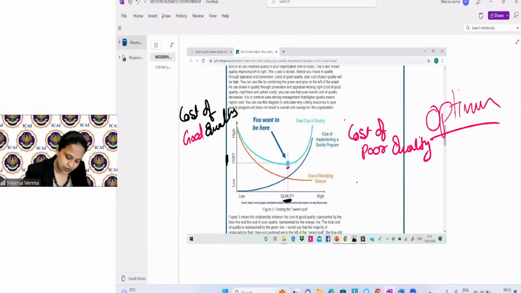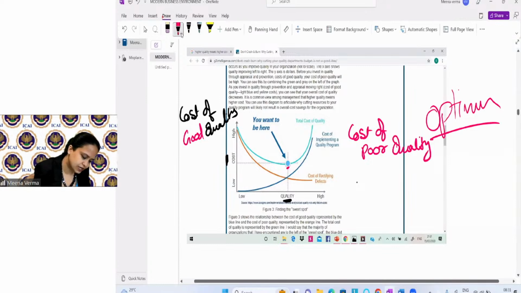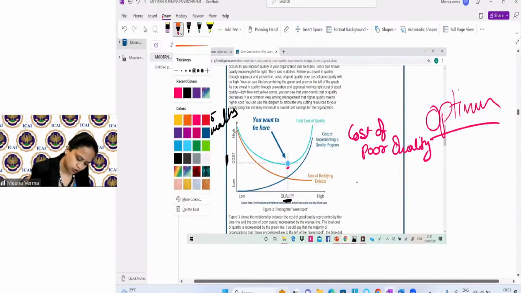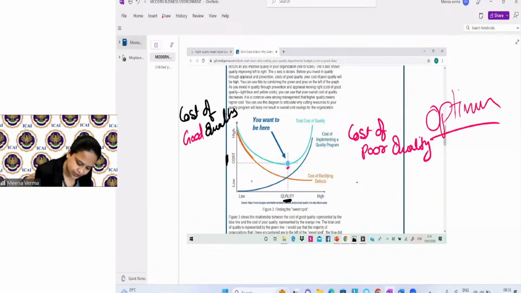Right? So if you will see, actually they have drawn two lines. One line is in this color. Let me plot it in a different color. One line is in this color, orange color. Right? If you will see, this is what?